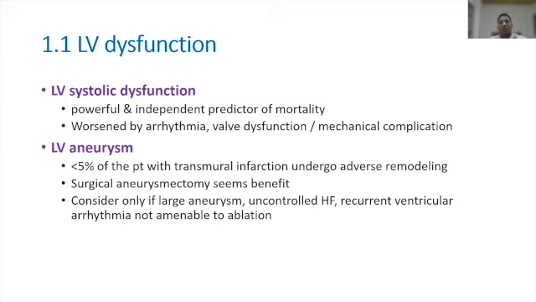The second thing you should know is the LV aneurysm. Less than 5% of the patients with transmural infarction undergo adverse remodeling. In these patients, surgical aneurysmectomy seems not beneficial. I'm sorry about this, seems not beneficial. So we should only consider that if there's a large aneurysm or uncontrolled heart failure or ventricular arrhythmia which is not responding to ablation treatment. These are the three or four indications where you should consider doing the aneurysmectomy. But otherwise, generally, it's not beneficial. I'm sorry about the typing error.